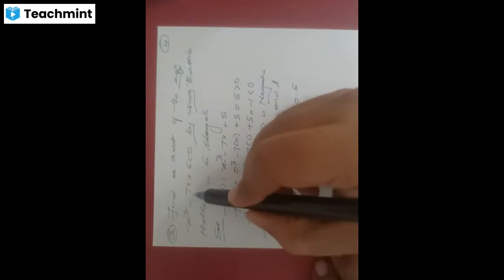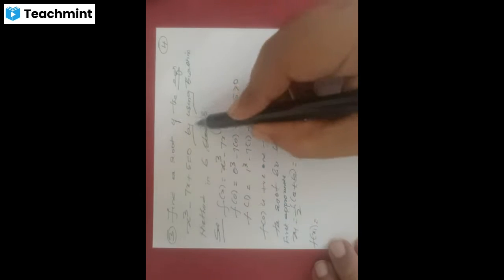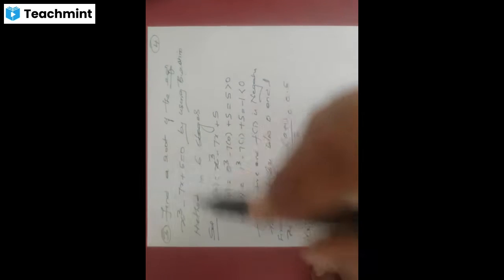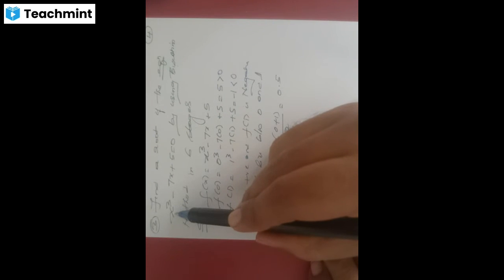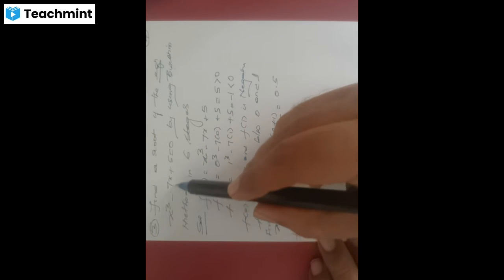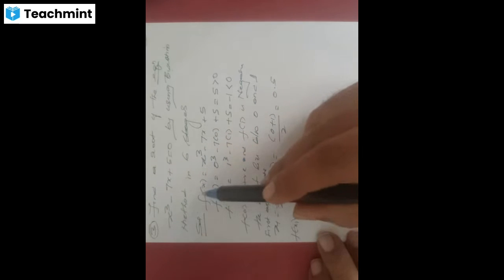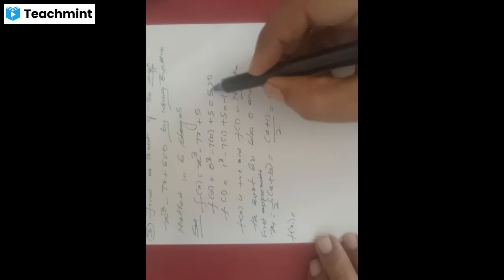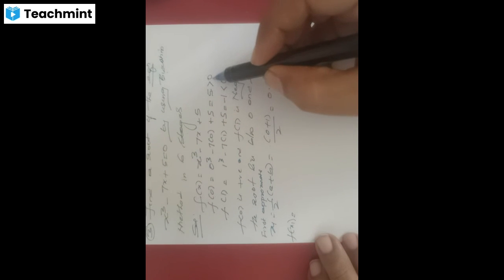So the problem is: we have to find a root of the equation x cube minus 7x plus 5 equal to 0 by using the bisection method in 6 stages. The given function is f of x equals x cube minus 7x plus 5. Replacing x by 0: 0 cube minus 7 into 0 plus 5 equals plus 5, which is positive, greater than 0.